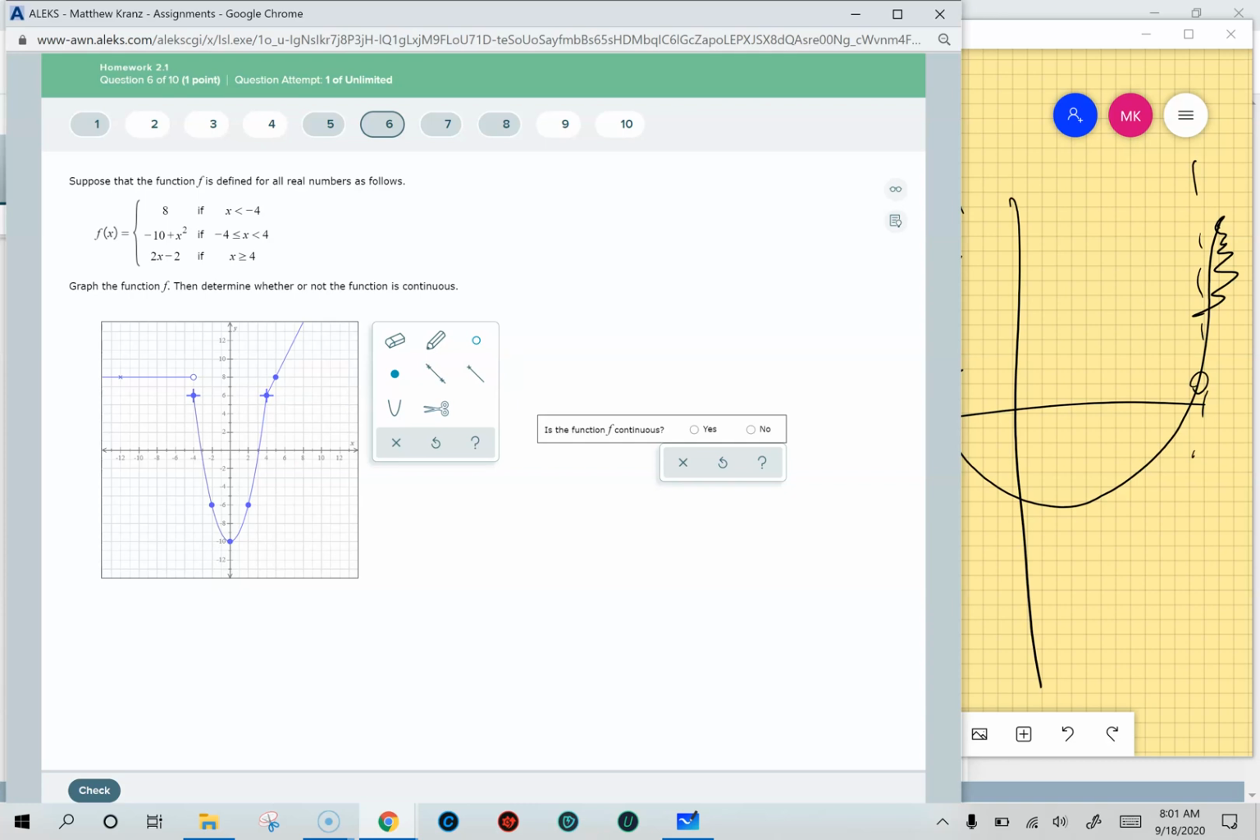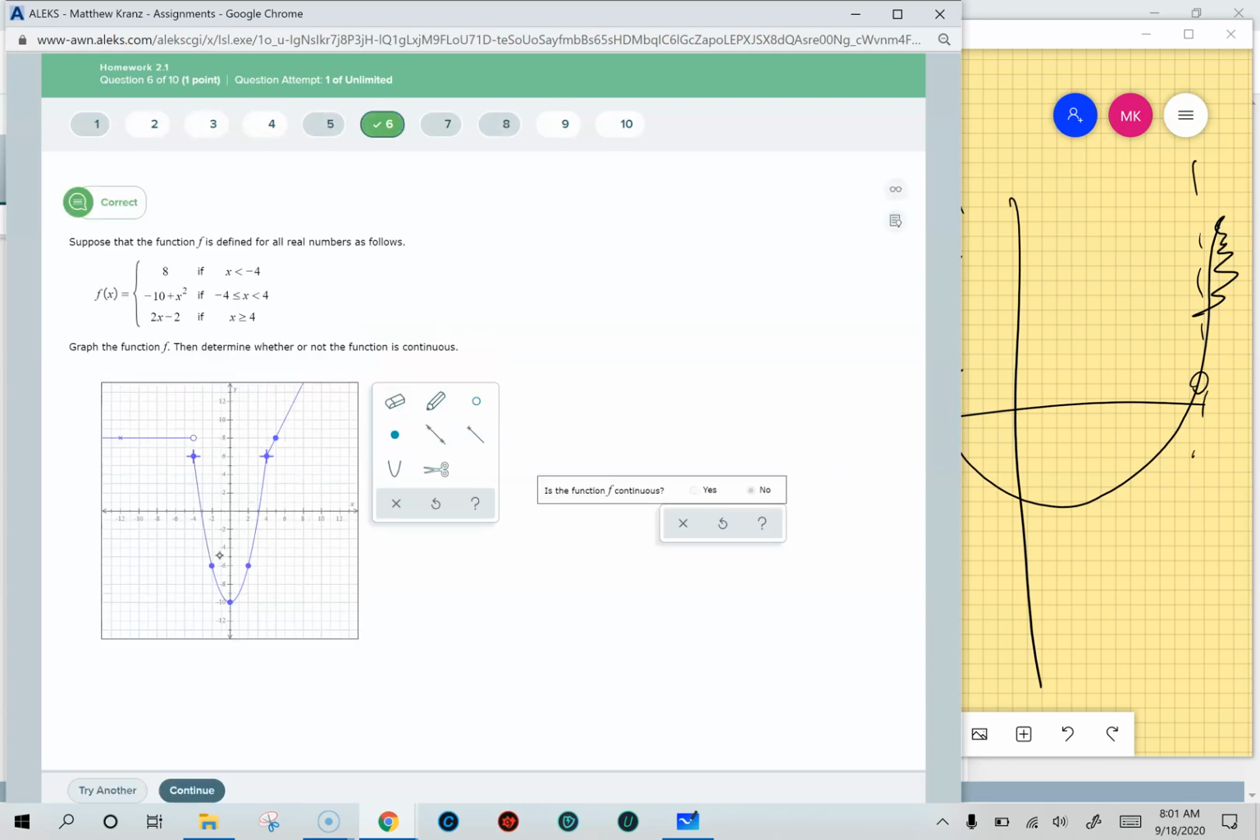Now, is this continuous? No, because it has a gap. When I check, I was right. All right, so I know it's a little complicated, but that's kind of the way it works. So I hope you'll be able to work around it.